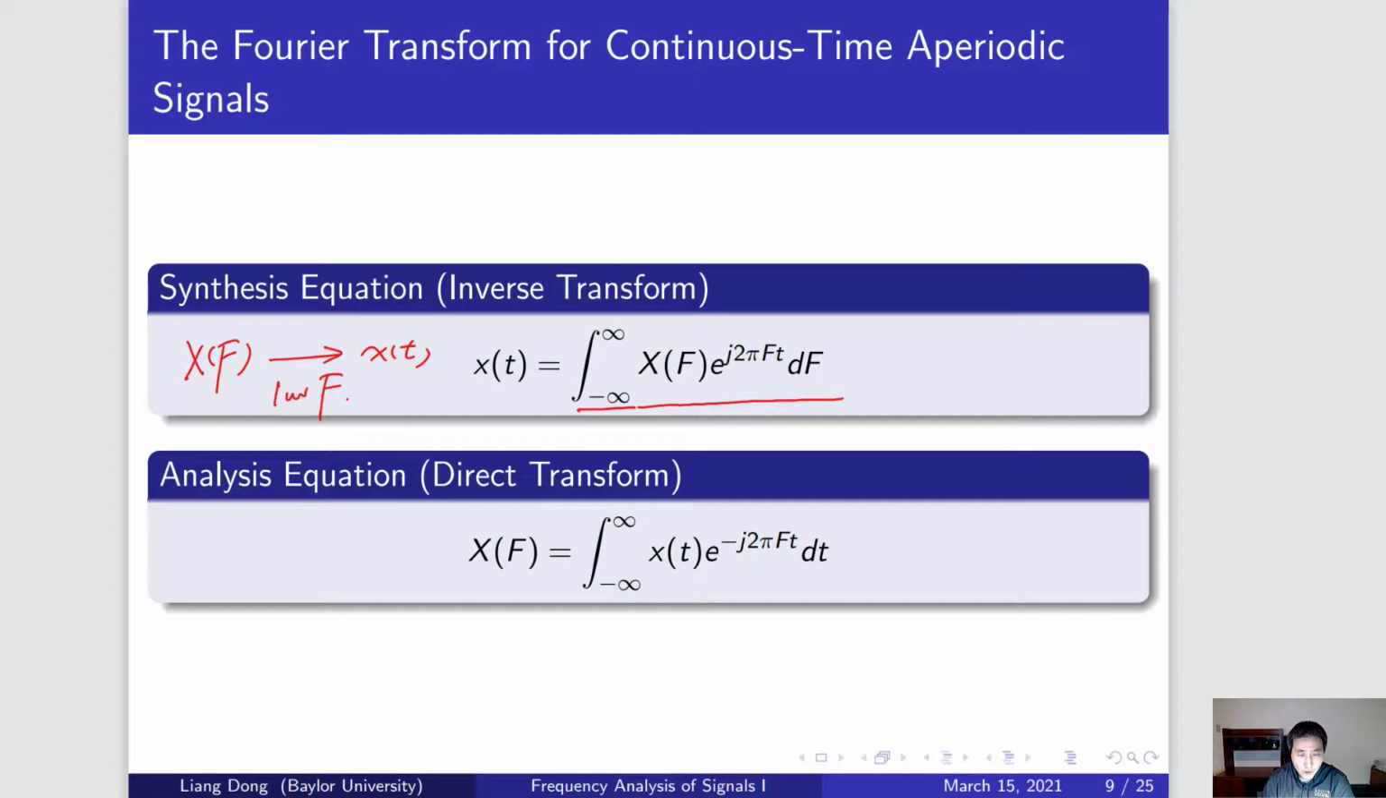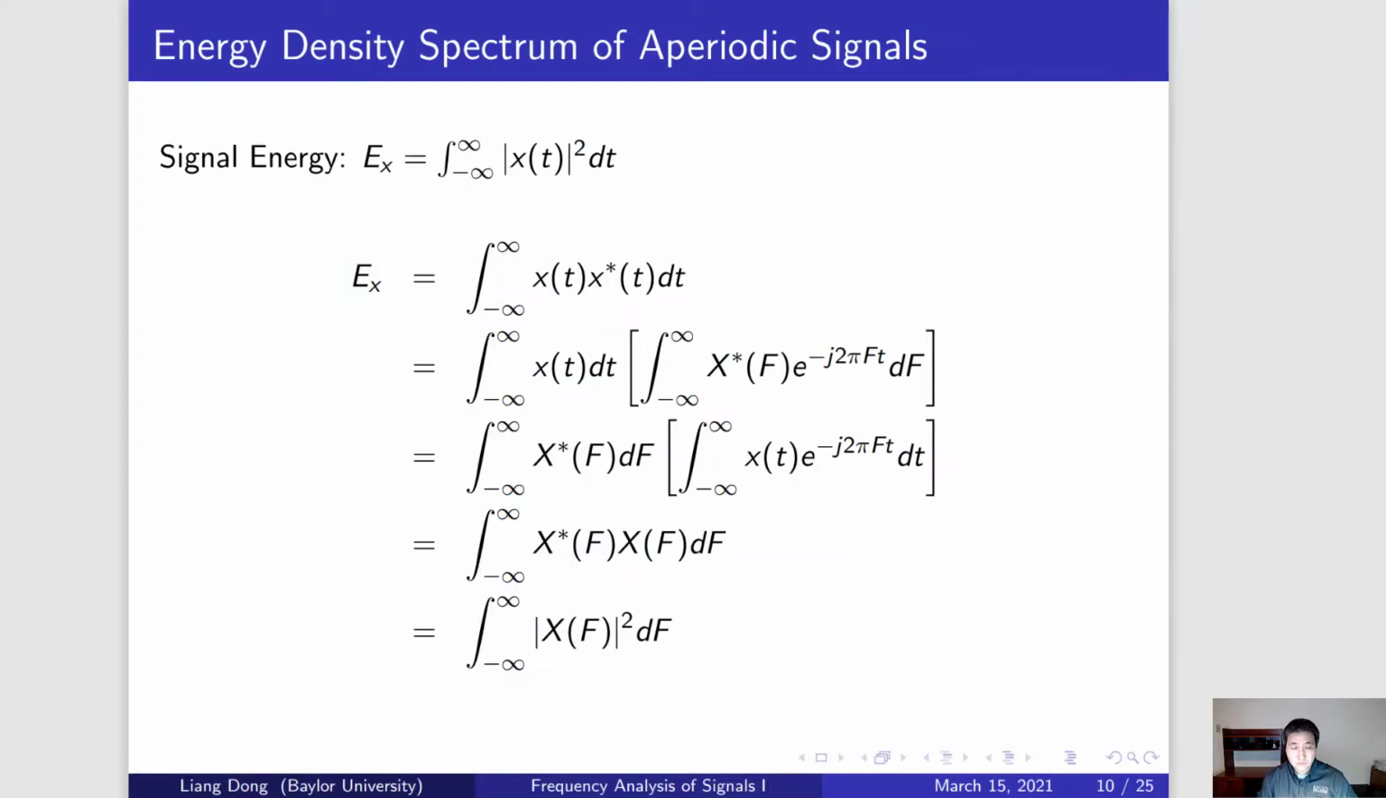The analysis equation is the definition of X(f), which is given by this integration of x(t) times the exponential e to the power negative j2πft dt. And this is the direct transform, which is the direct Fourier transform. We have a signal in the time domain. Using the Fourier transform, we want to find out the signal in the frequency domain.